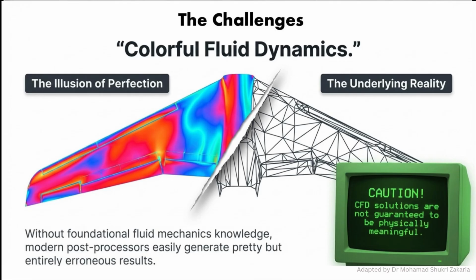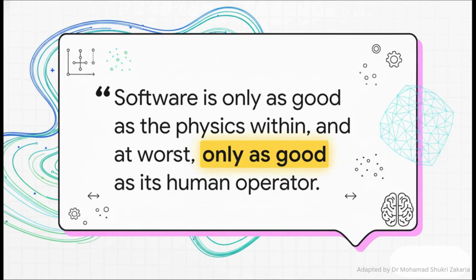But here's the scary part. Without a deep, fundamental understanding of the physics and the math underneath, those pretty pictures can be completely and sometimes dangerously wrong. This quote, every single engineering student should have this memorized. The software is just a tool. At its absolute best, it's only as good as the physics models built into it. But at its worst, it's only as good as the person running it. You can have the best mesh in the world, but if your assumptions about the physics are wrong, you're just getting a very precise wrong answer. The buck always, always stops with the engineer.